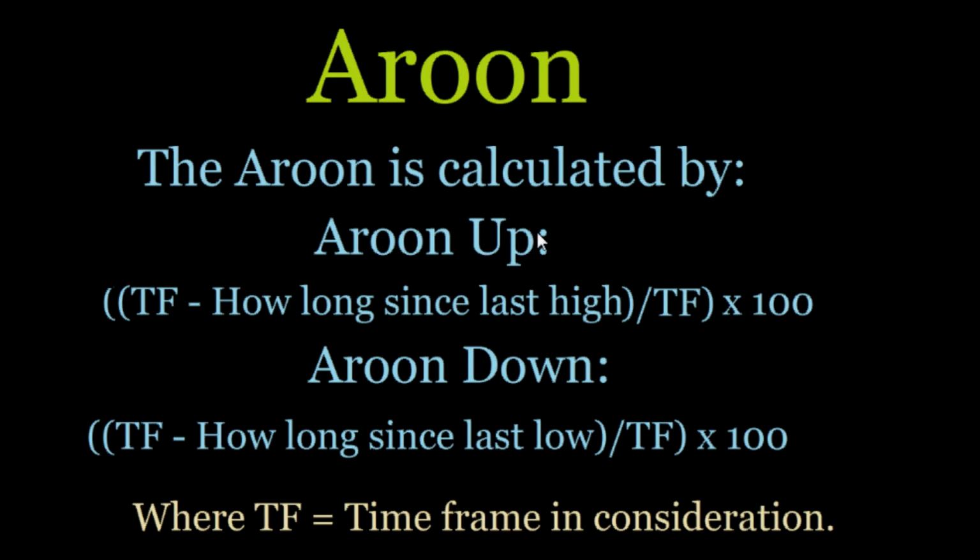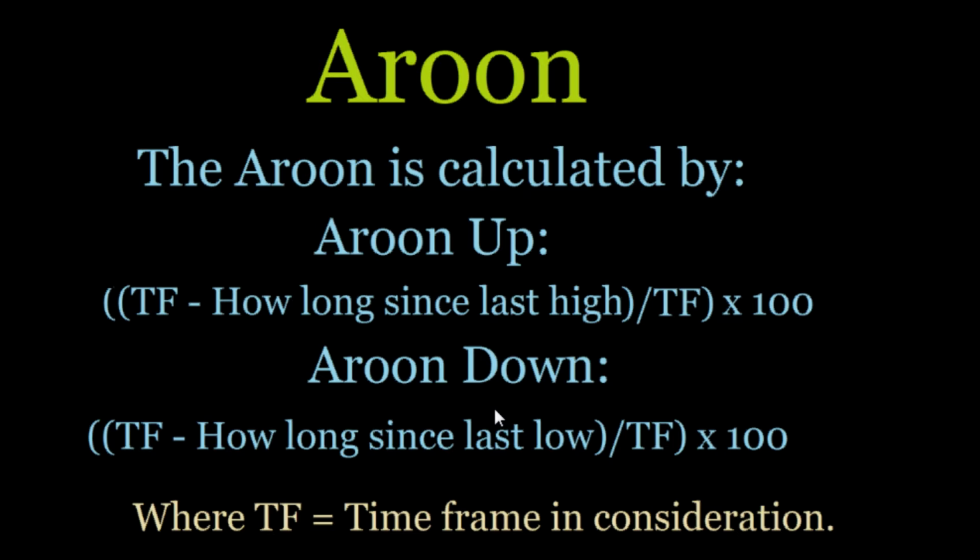You can choose anything. You can choose a 5, you can choose a 10 day or something like that. But the idea here is how long has it been since the last high price, the last highest price. I wouldn't necessarily recommend you use something as short as a 5. It's probably better to use a 15 to a 20-something plus. And then the down is basically the exact same thing, only it's for how long since the last low.